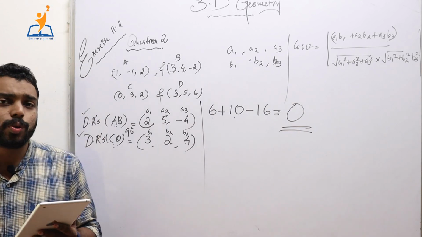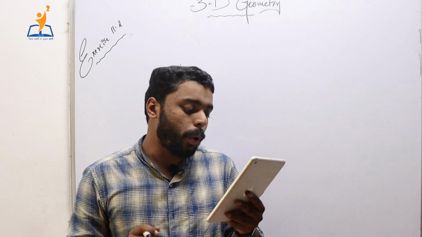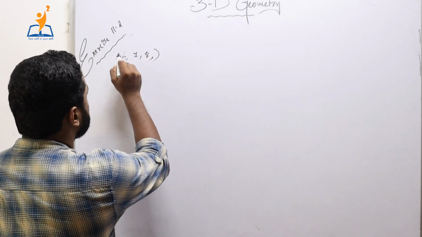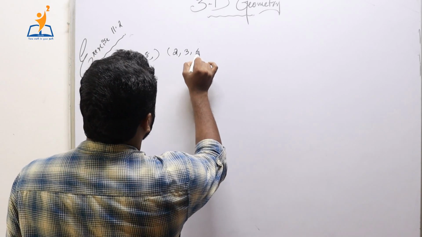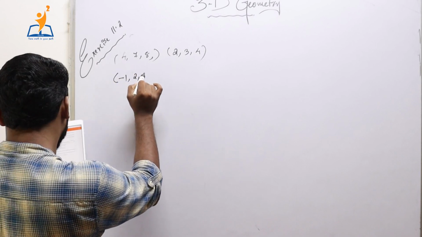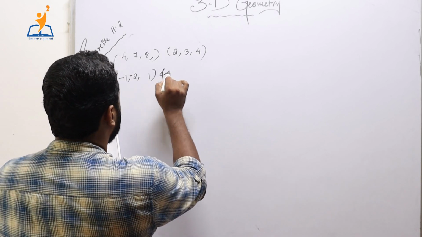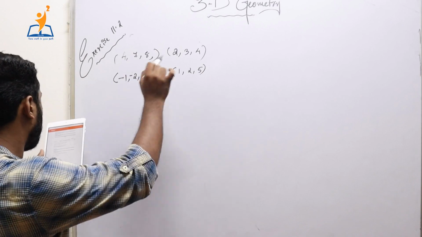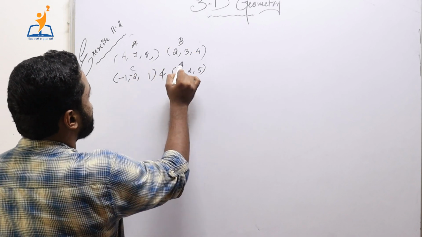Now we shall go to the third question of this exercise. Coming on to question number 3: show that the line through the points 4, 7, 8, this is the first point, and the second point 2, 3, 4, is parallel to the line through the points minus 1, minus 2, 1 and 1, 2, 5. So these are the points A, B, C and D.